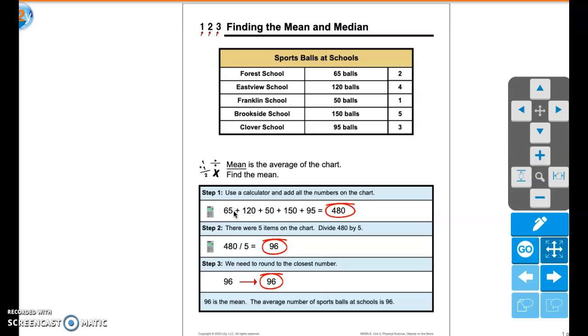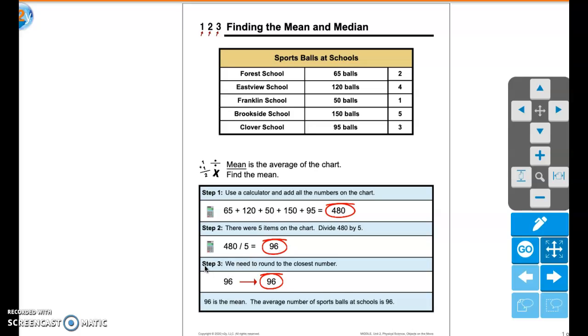So we added all of these up using a calculator. Now, step 2, it says there were 5 items on the chart, so we're dividing it by 5. So if there were only 3 things, we would divide it by 3. So here's what you need to do when you're finding the average. You add them all up and divide by the number of numbers you used. So I know it shows us up here that there are 5 numbers, but over here we also see 1, 2, 3, 4, 5. Okay, so we are dividing by 5.